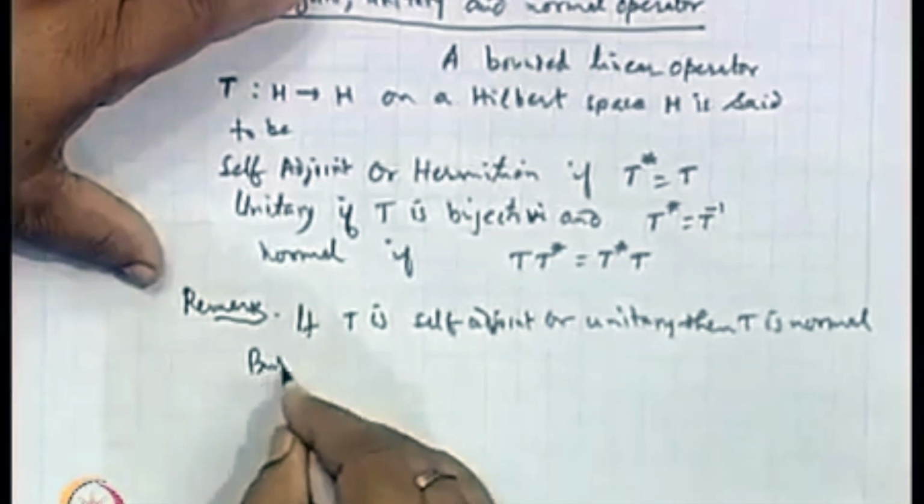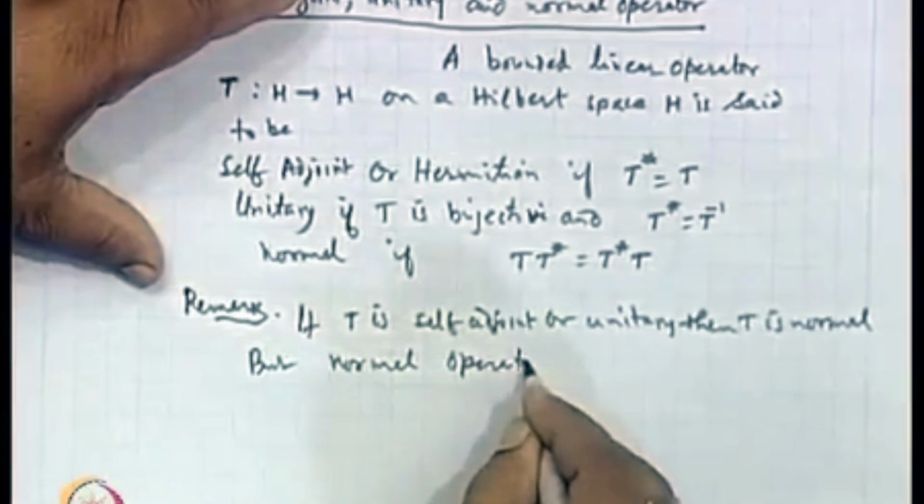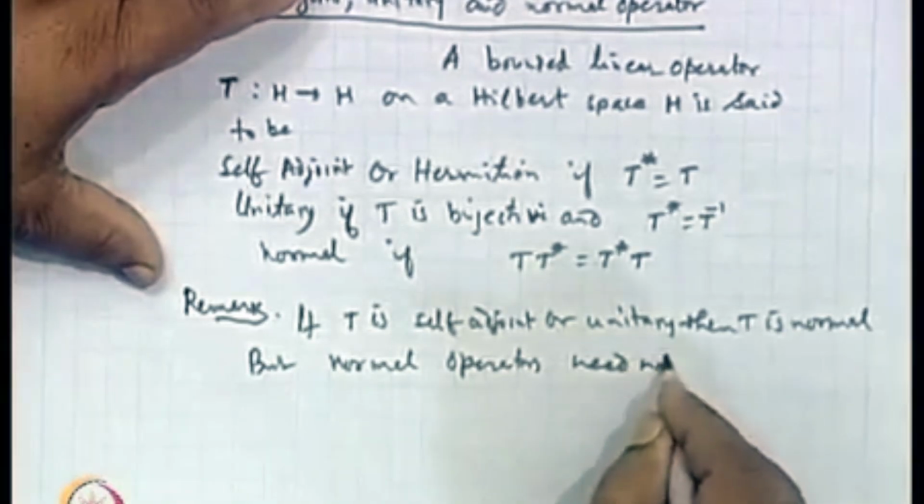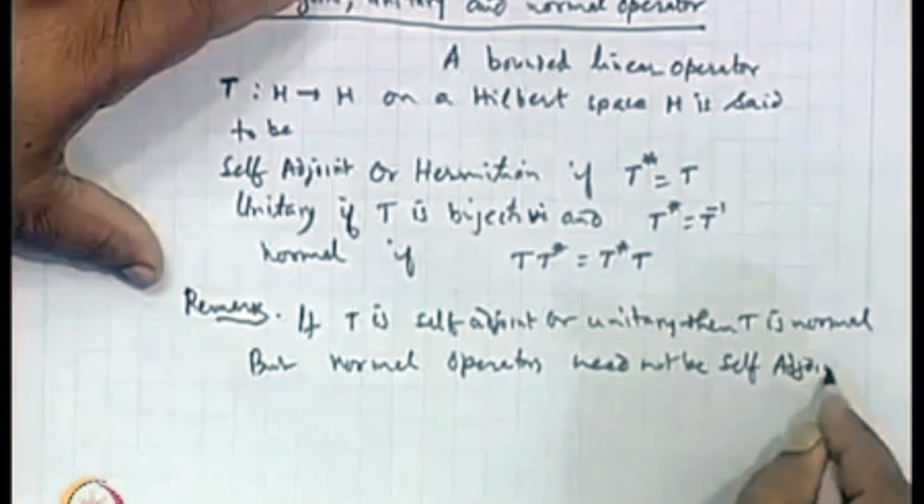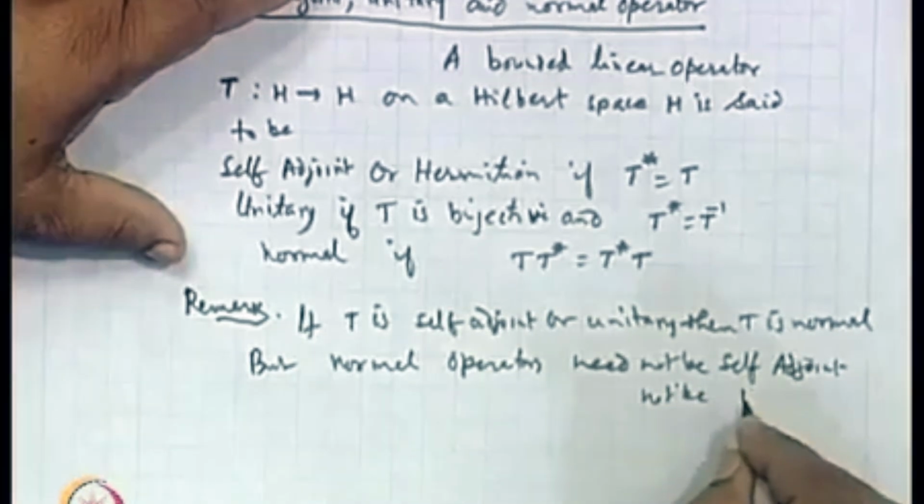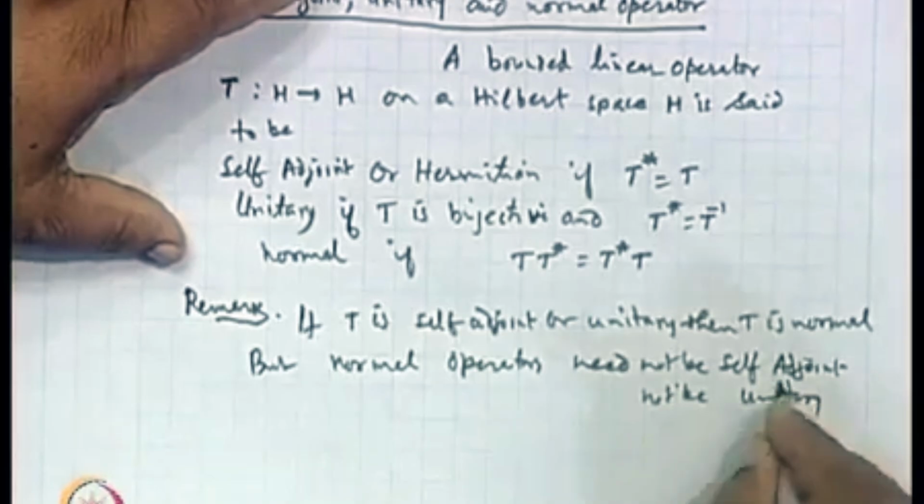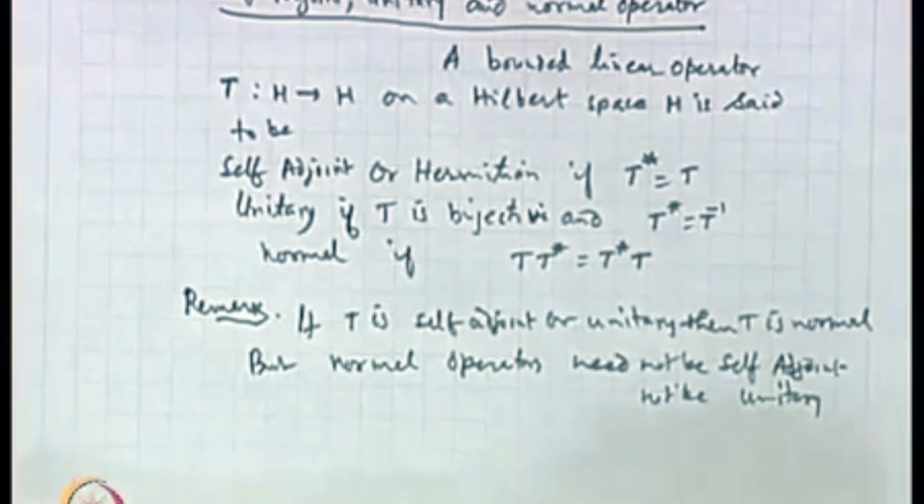But a normal operator need not be self-adjoint or unitary. Clear? The converse need not be true. An operator may be normal, but it need not be a self-adjoint operator or unitary.